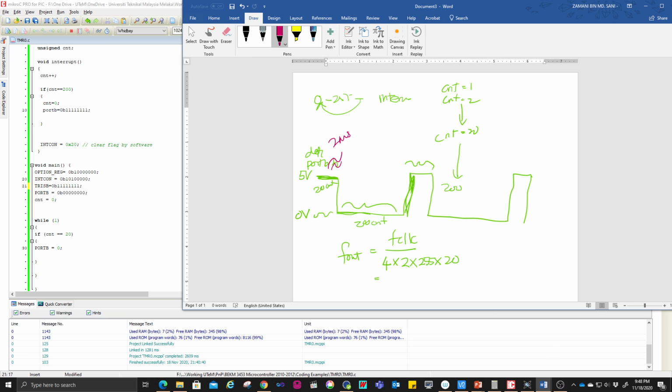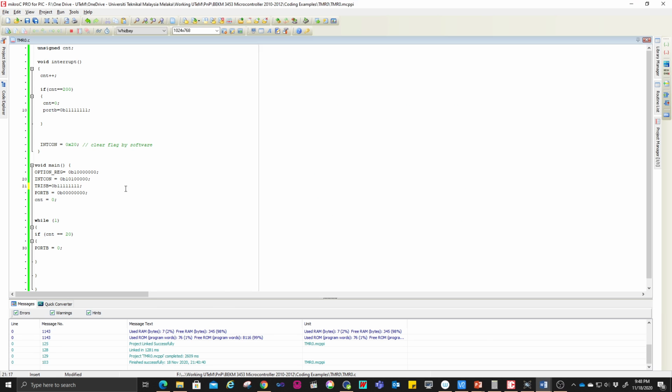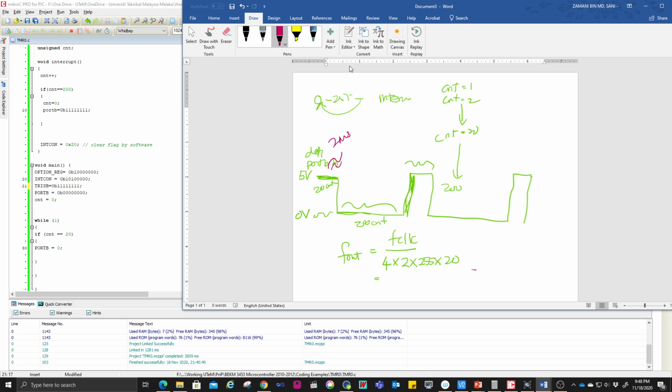Let's look at the results here. Let's try again to calculate. So 200 count, sorry, 200 count is not this one. 200 count is starting from the beginning here. So 200 count is from here to here.